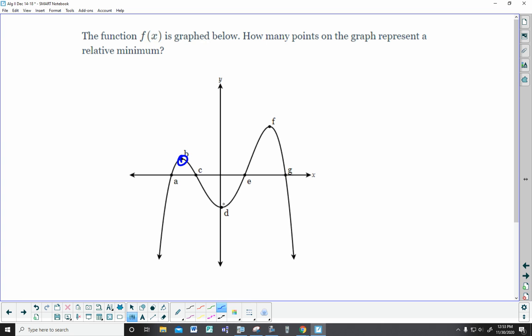This has a high point, a low point, and a high point. This has 3 extreme values. Okay, oops, I didn't put it on there.